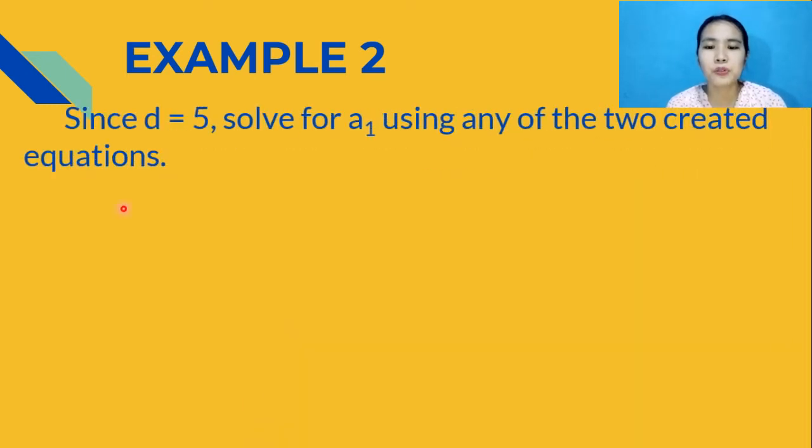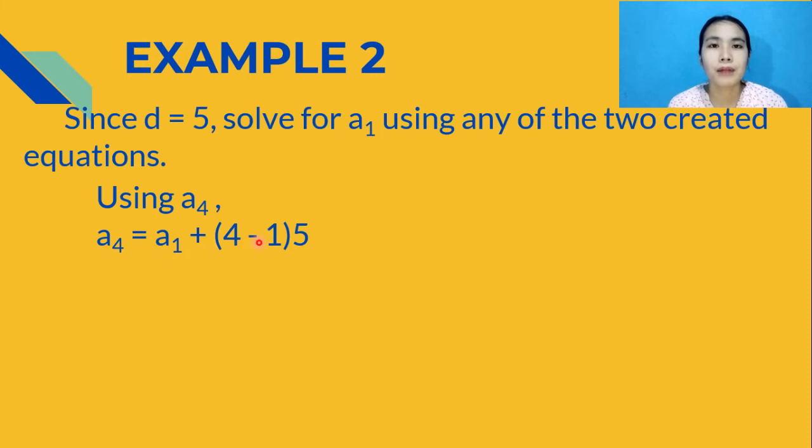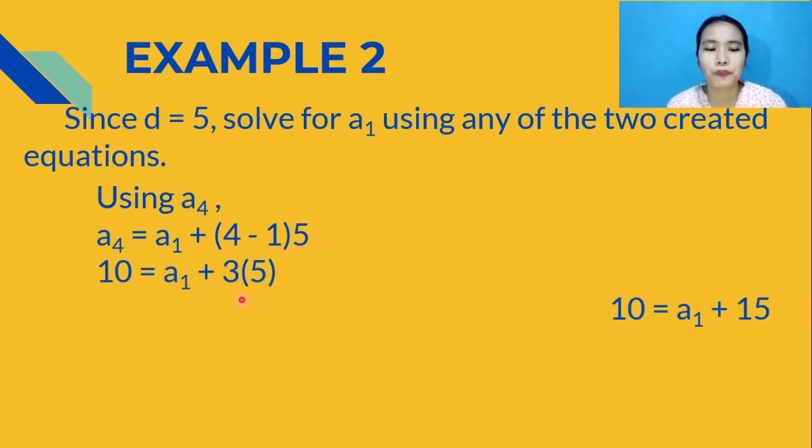So since we have solved the value of the common difference, or d, which is 5, we can now solve for a sub 1 using any of the two created equations. So first we use a sub 4. Remember, our a sub 4 a while ago is equal to a sub 1 plus 4 minus 1 times d. Then we substitute our d, 5. Simplifying this, 4 minus 1 is equal to 3 times 5 is equal to 15.